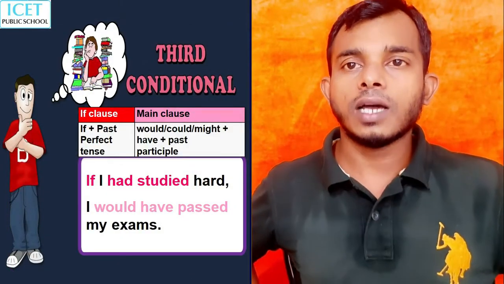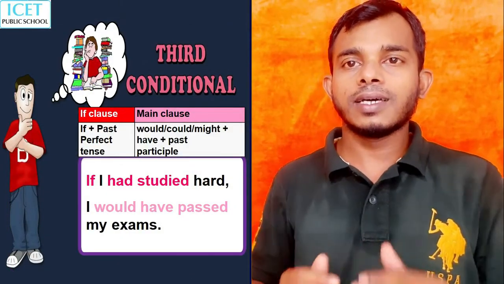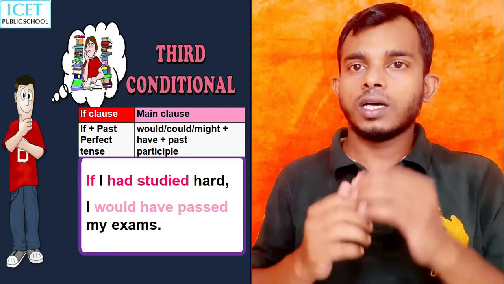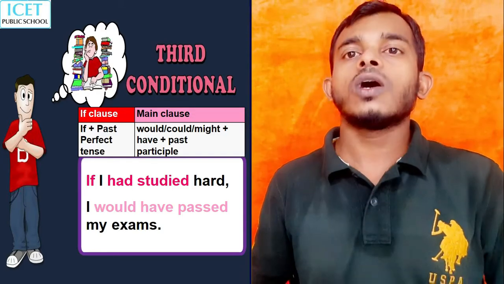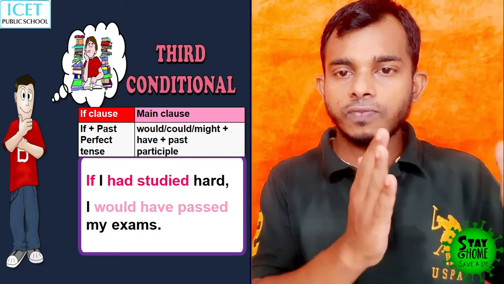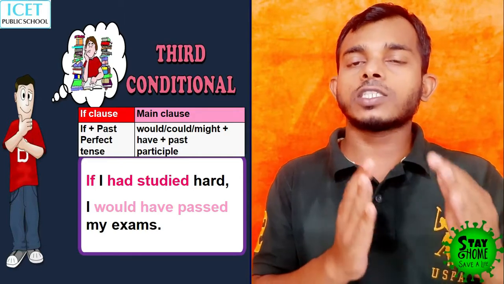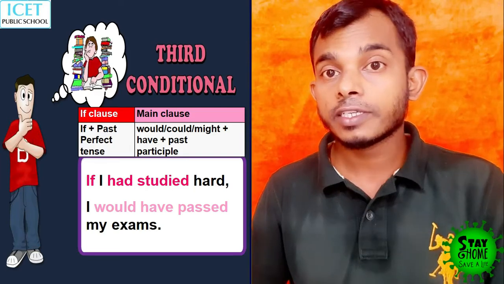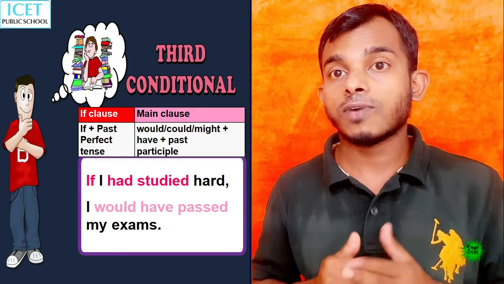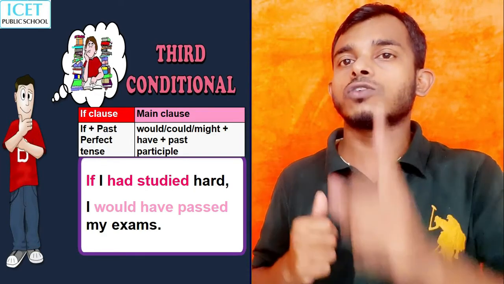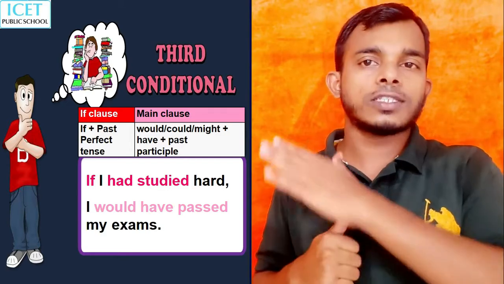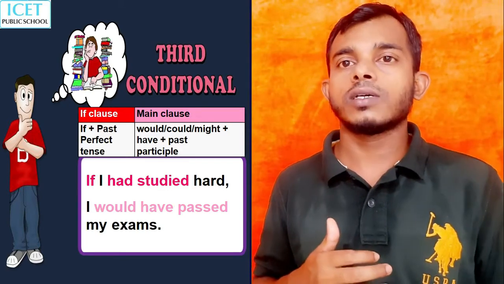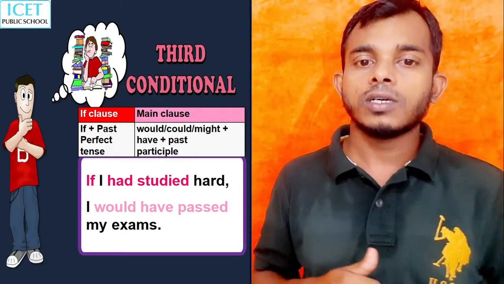Next, the last one is third conditioning. In third conditioning, the tense forms I will tell you. The first part, the if clause, will be written in past perfect tense. Can you say an example for past perfect tense? Tell me an example for this. For this I told you to learn. It is just like in a very clear way. That's why I will not give an example.